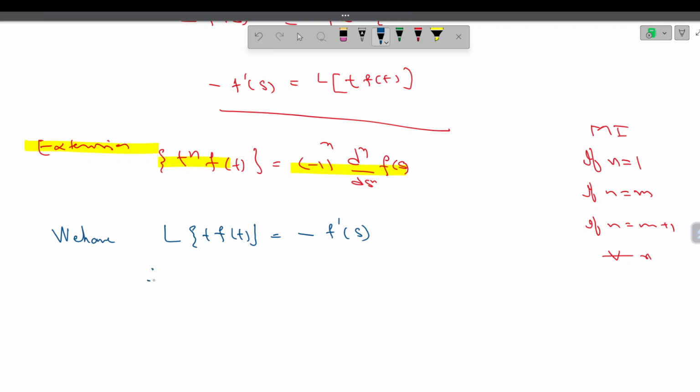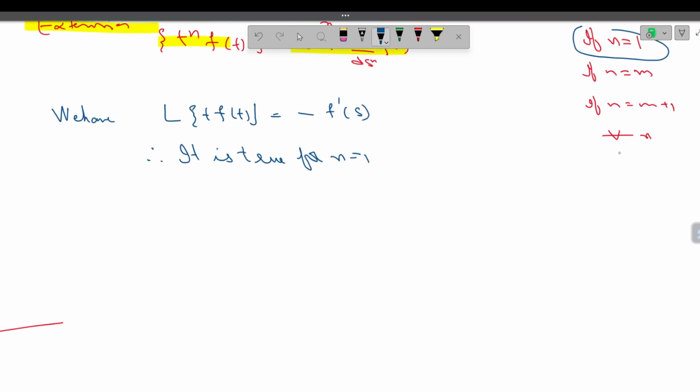So therefore, it is true for n equal to 1. This part we have. Let us assume that the given statement is true for n equal to m.